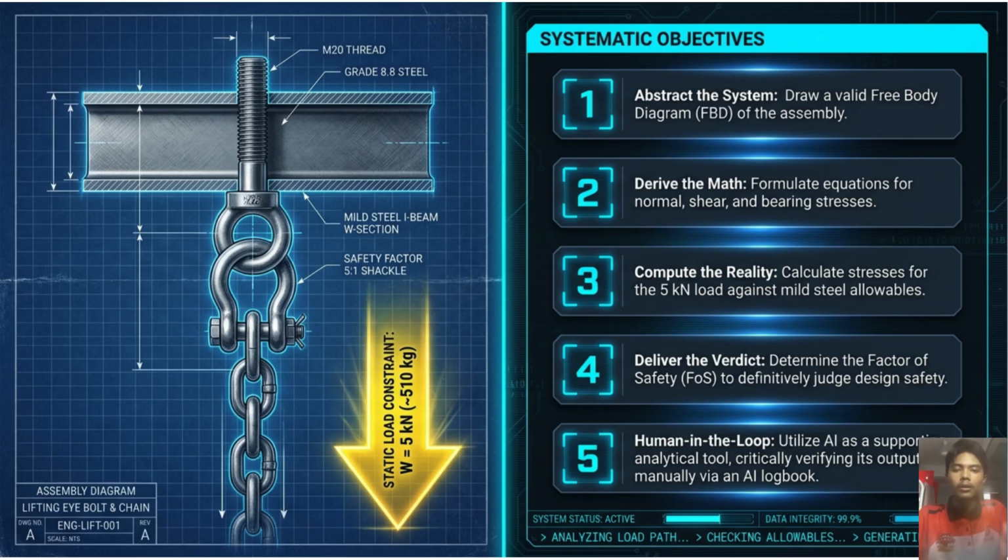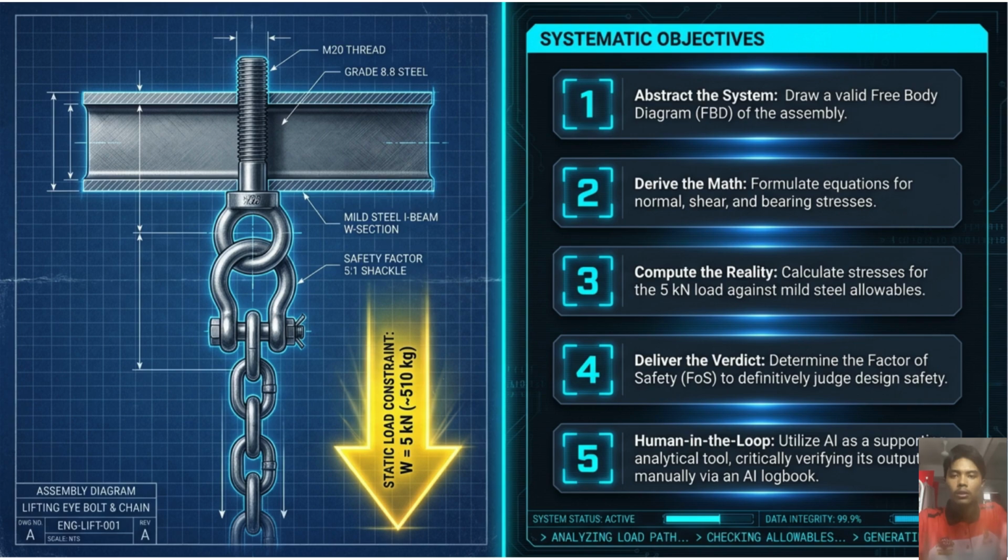Moving on to our second slide, on the left side of the screen, you can see the technical assembly diagram for our lifting system. The setup utilized an M20 thread made of 8.8 grade steel mounted through a mild steel beam. The system is subjected to a strict static load constraint of 5 kN, which is approximately 510 kg, and a safety factor of 5 is designated for the shackle component.